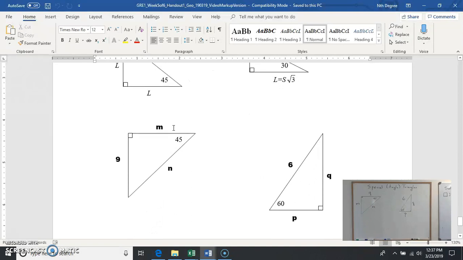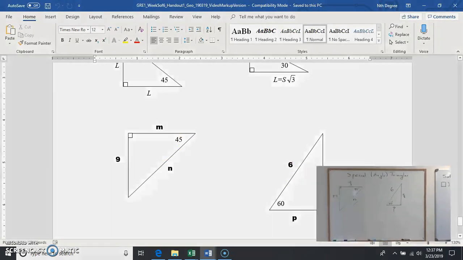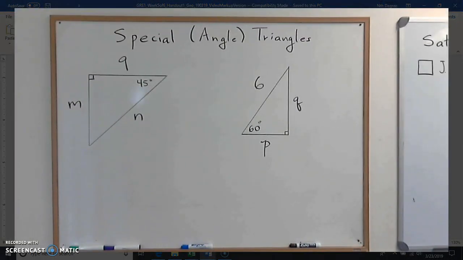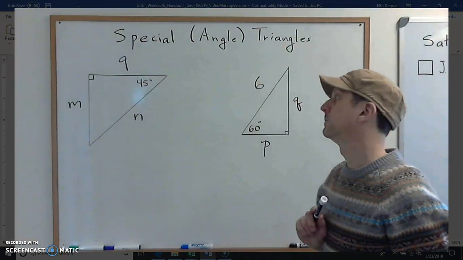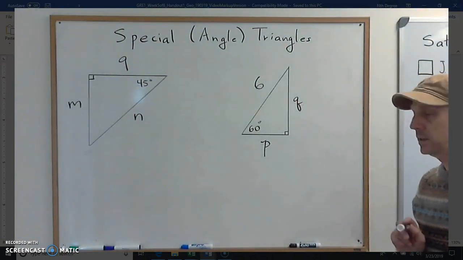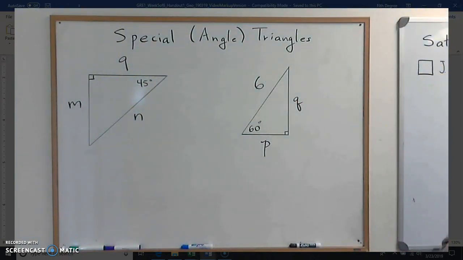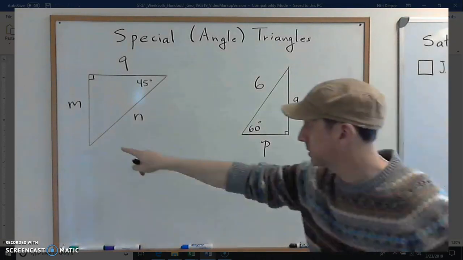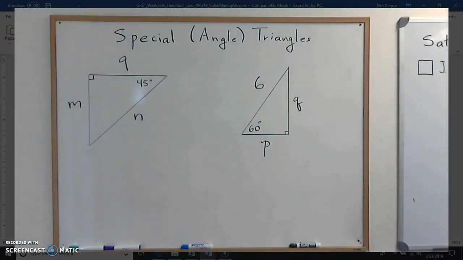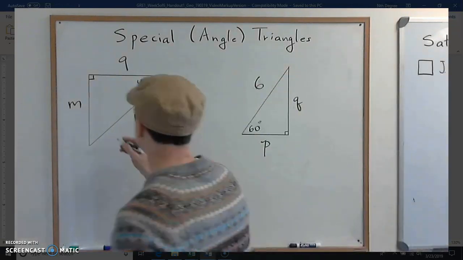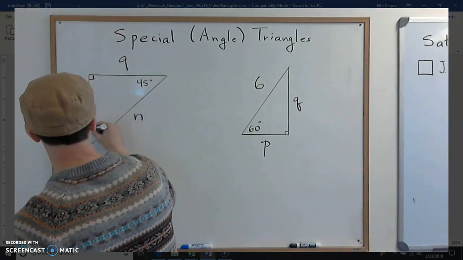All right, let's practice using them. Let's go to the board where I've duplicated these triangles. So the first one has a 45-degree angle in it. It's a right triangle. Has sides of 9, M, and N. So what would we know about this other angle? Well, the three angles of a triangle have to add up to 180, so this angle would have to be 45 as well.